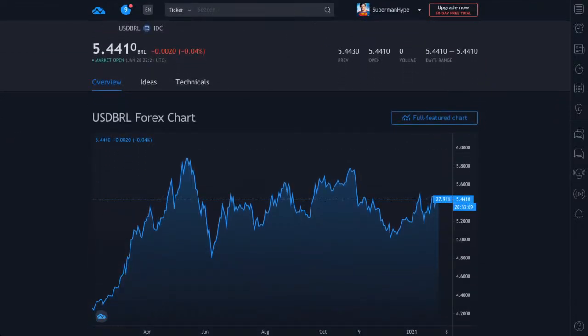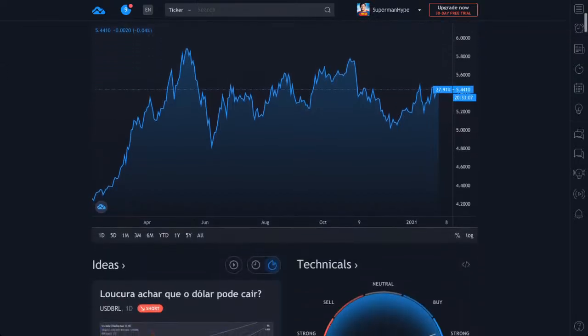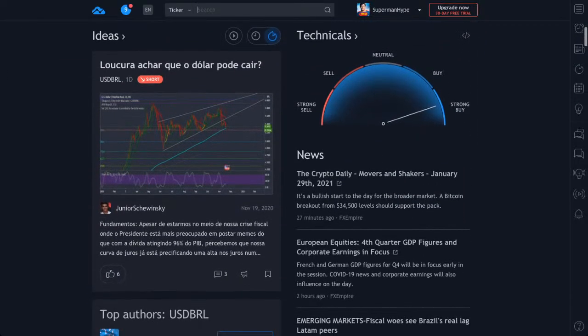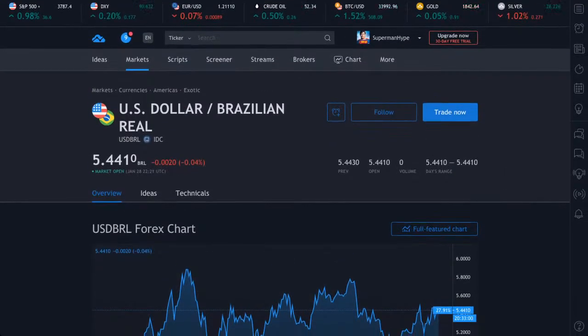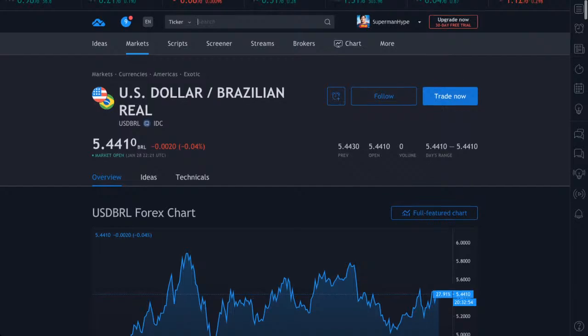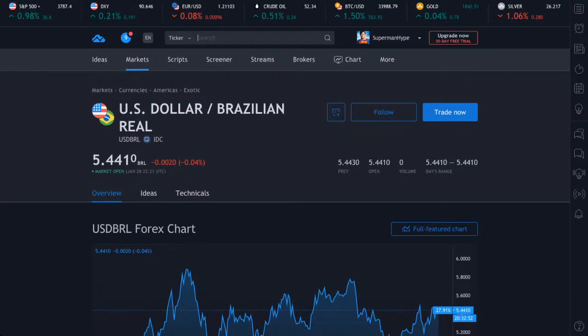So we've got the overview, ideas, and technicals. Pretty much the same for the US dollar. Has all the same setup. We've got people's opinions on what's going to happen, and you can follow those people if you want to learn a lot faster. It's a good way of learning fast. But you just have to be careful that you're following the best people, and they do have rankings and community votes on those as well.